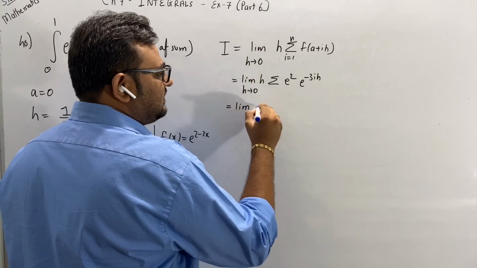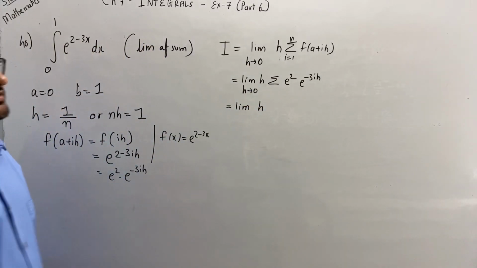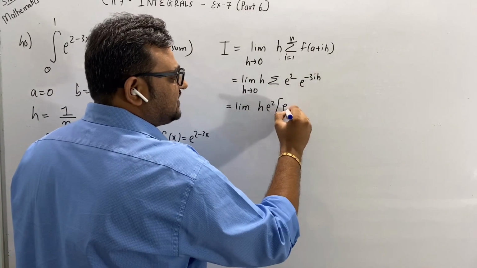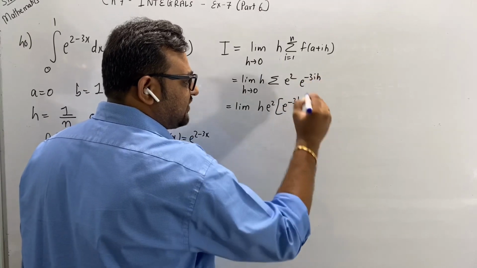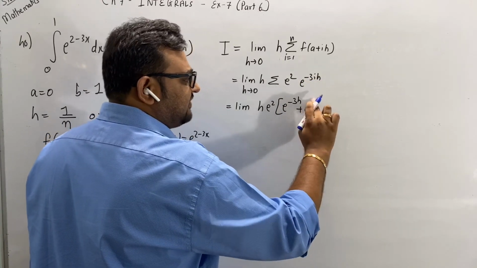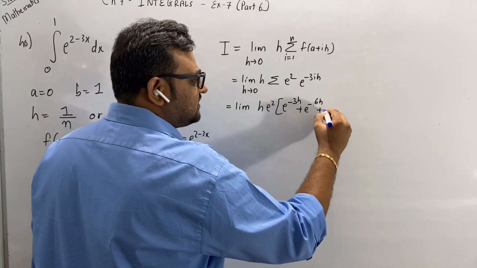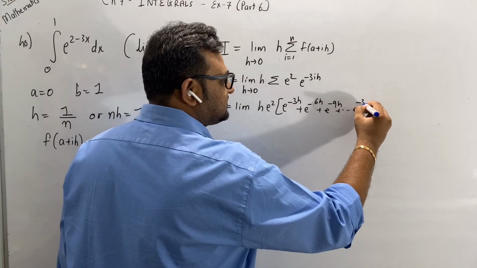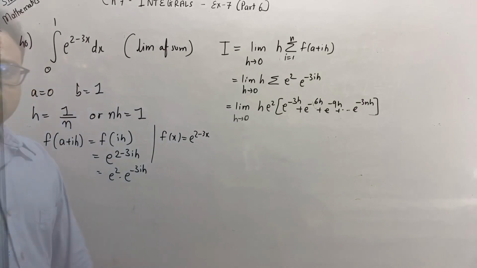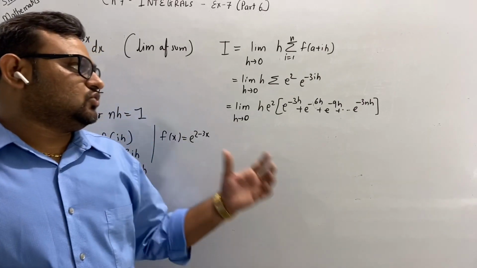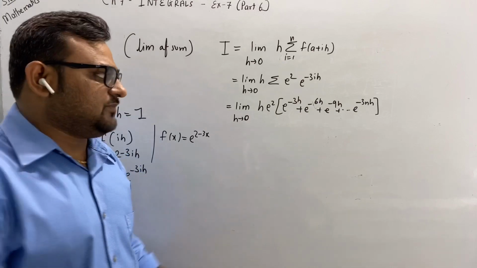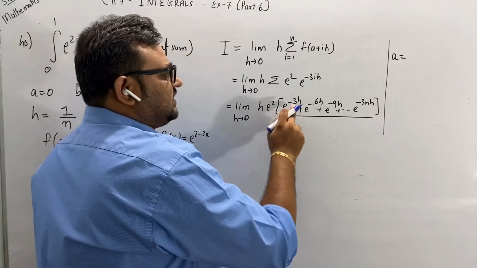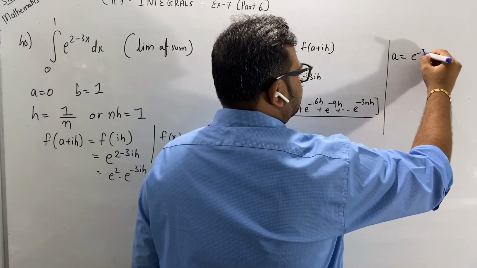So limit h, e squared constant, e raised to minus 3h. When I take i equal to 1, e raised to minus 3h; when I take i equal to 2, e raised to minus 6h; when I take i equal to 3, 3 3s are 9h, e raised to minus 9h, and so on up to e raised to minus 3nh. So this is a geometric progression. Now what is a? The first term is e raised to minus 3h.